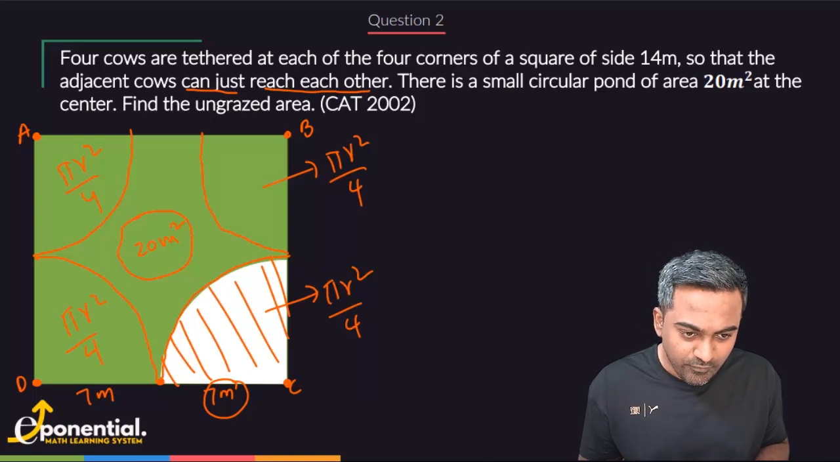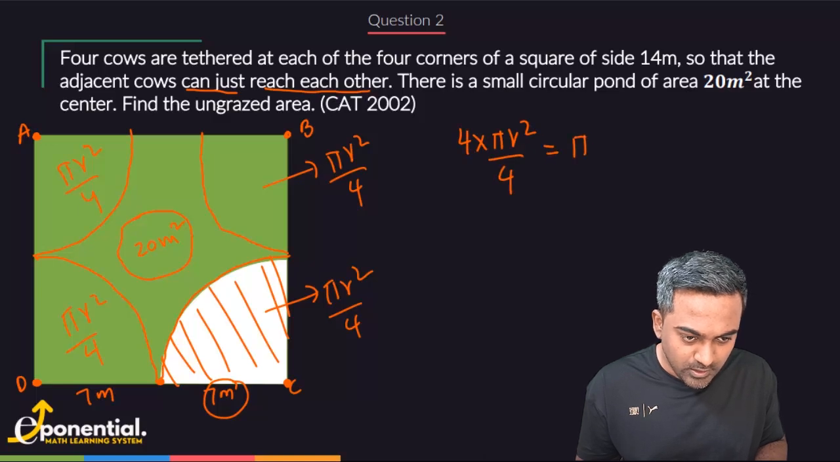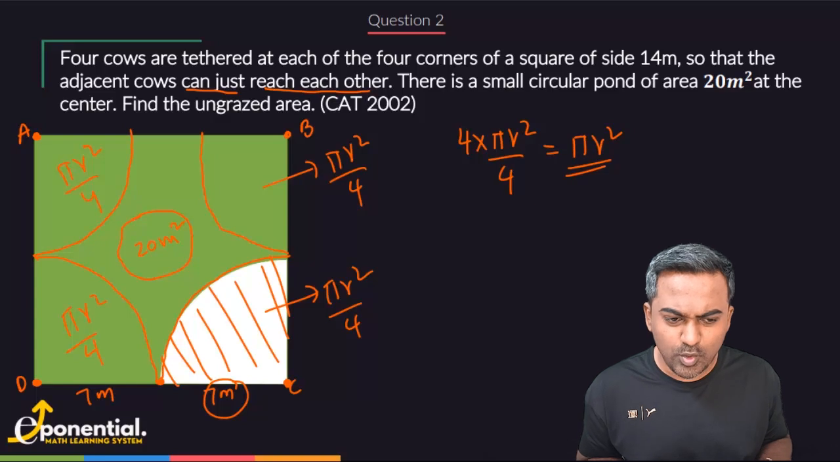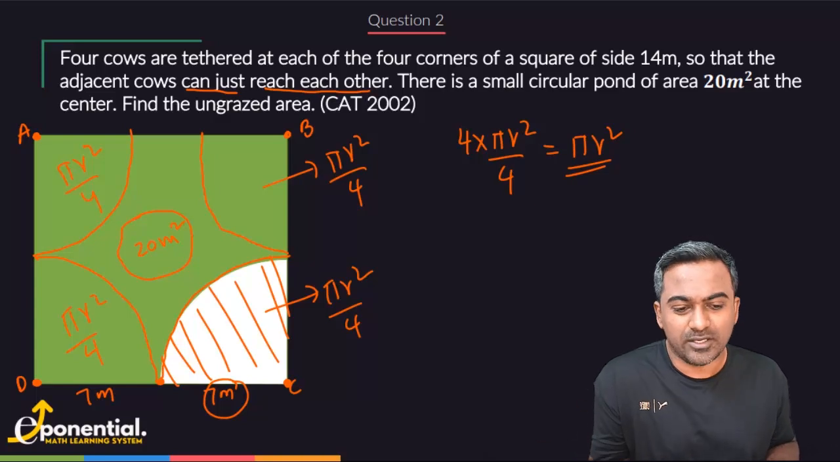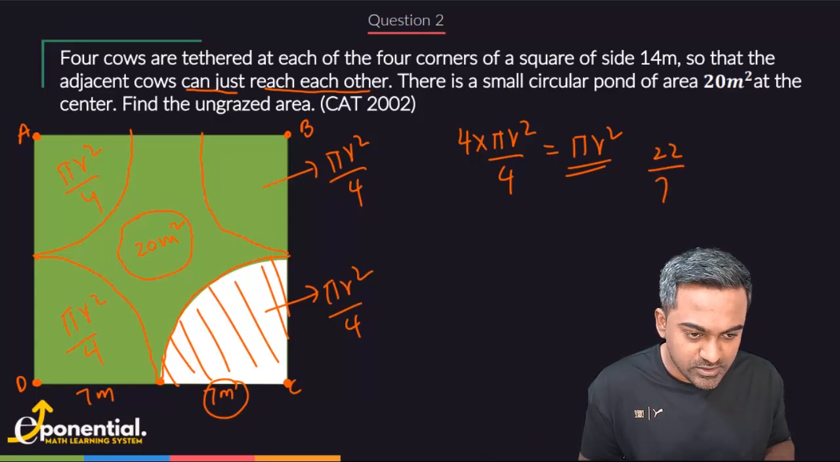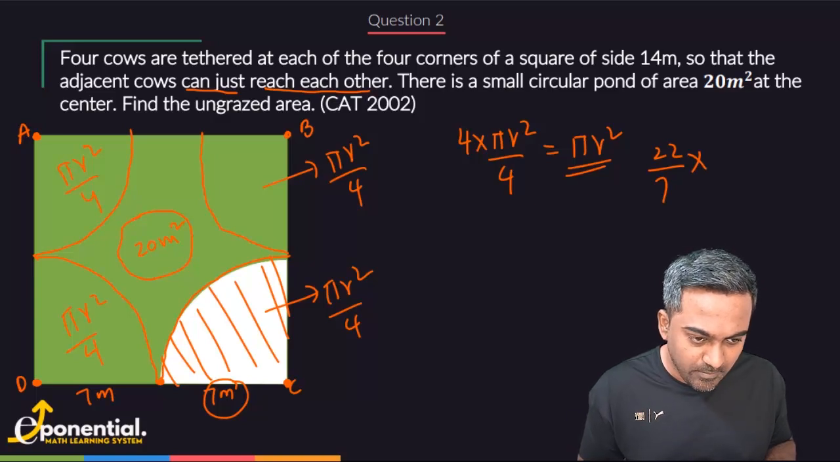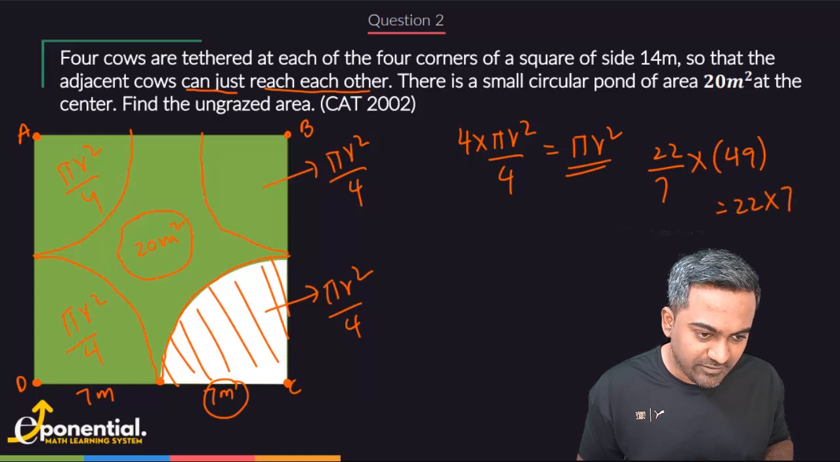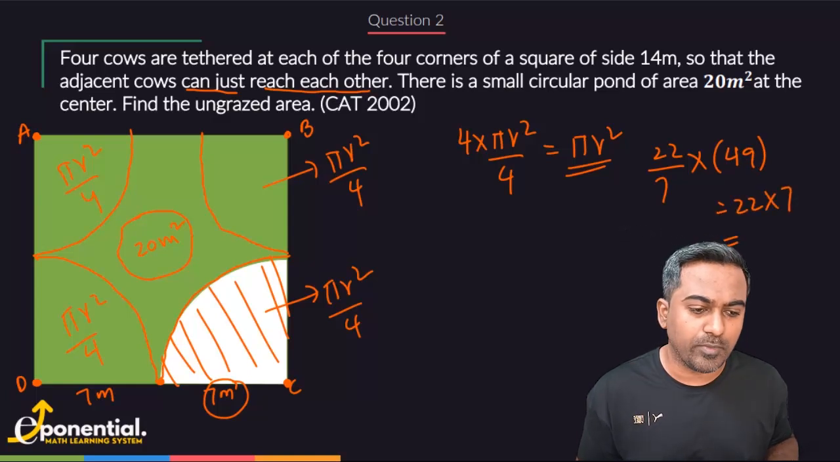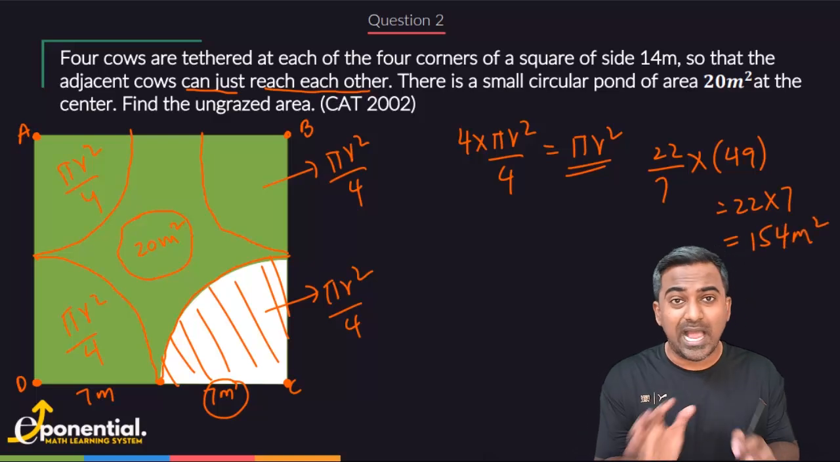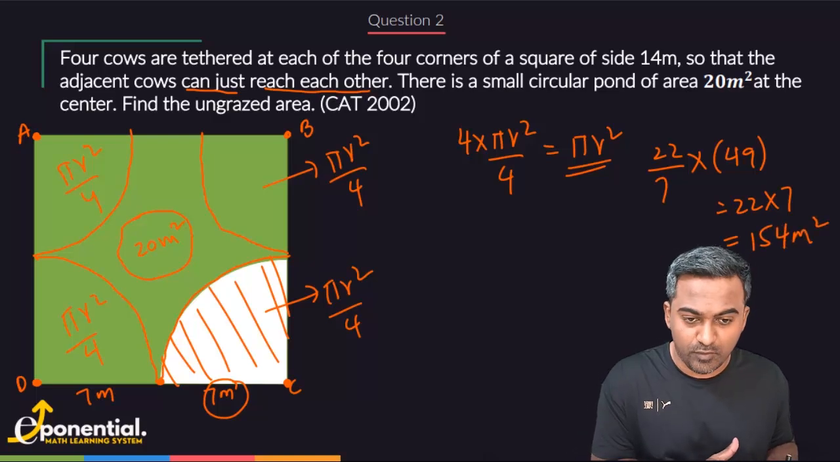Okay, so what do you get? 4 times pi r squared over 4. So the cows are grazing an area that is equal to pi r squared. And we know the radius to be 7, right? So if I consider pi to be 22 by 7, just for approximation, so that my answer turns out to be an integer, that's 22 by 7 multiplied with 49. So I'm getting 22 times 7, which is 140, plus 14 gives me 154 meters squared. So the cows are grazing an area of 154 meters squared.